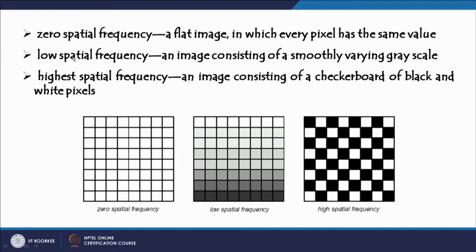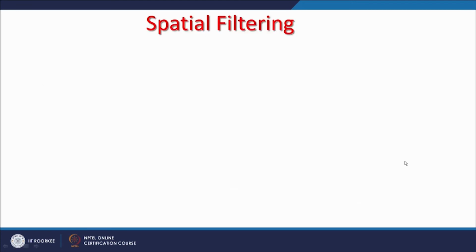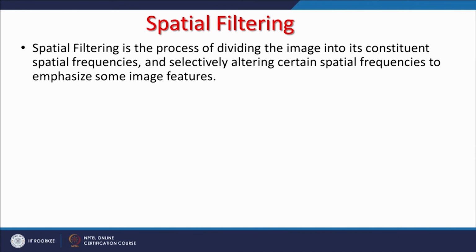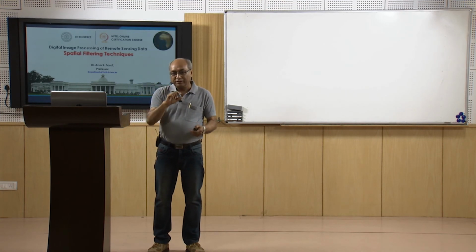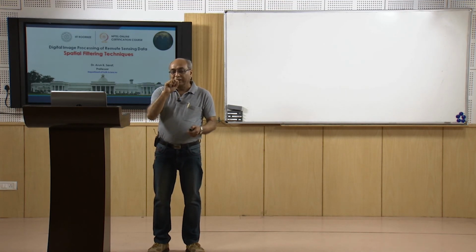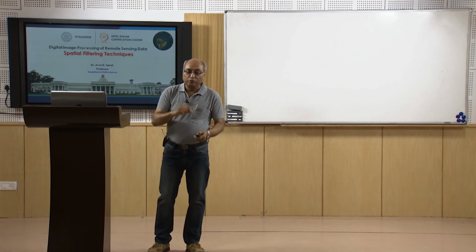And low spatial frequency, an image consisting of a smoothly varying grayscale. So very gently the pixel values are varying, and the highest spatial frequency example is already here. Now in filtering, what we do basically, if we consider a 3x3 filter, then it is moved throughout the image, and for the center pixel a new value is assigned. That value will depend on the weights we assign to the spatial filter.